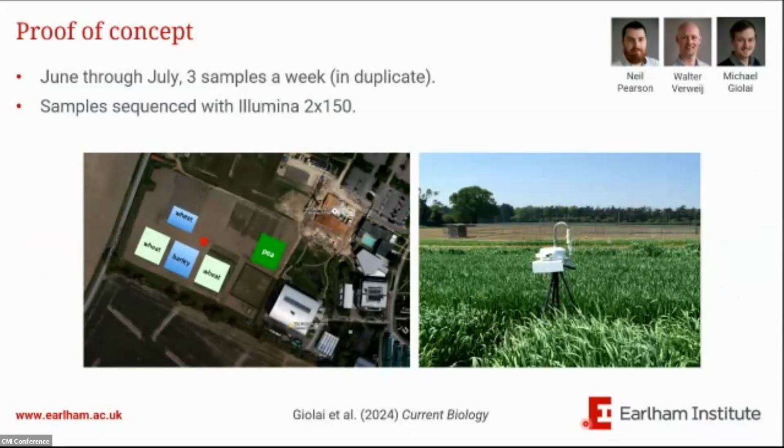To give you an idea of what AirSeq data can give you, this is a relatively early proof of concept, but we only published in 2024. And so this was actually back when we were still using Illumina sequencing. Initially, we used Illumina sequencing, and we're now totally nanopore sequencing for this. And we carried out this trial in the fields behind the Earlham Institute, which were growing crop trials at the time, wheat, barley, and pea trials. You can see our sampler in the field on the picture on the right. We sampled 3 times a week in duplicate for 2 months.